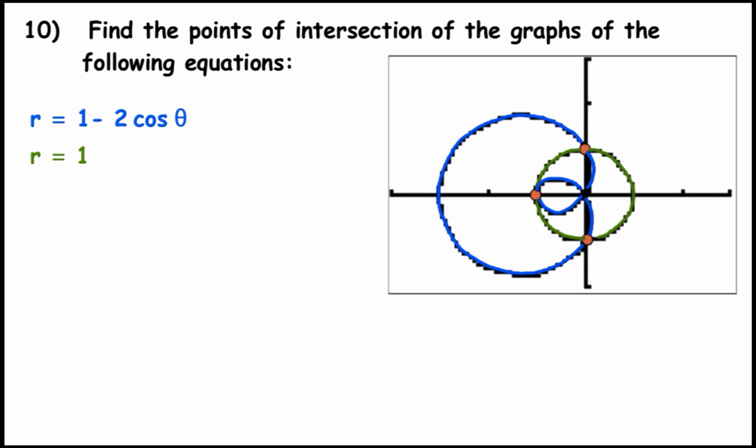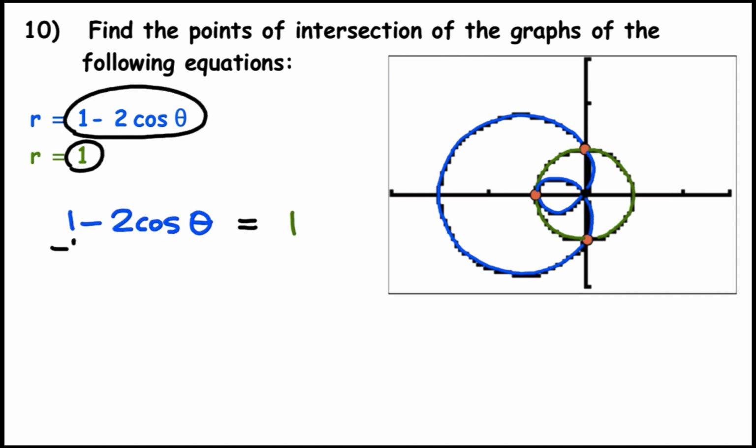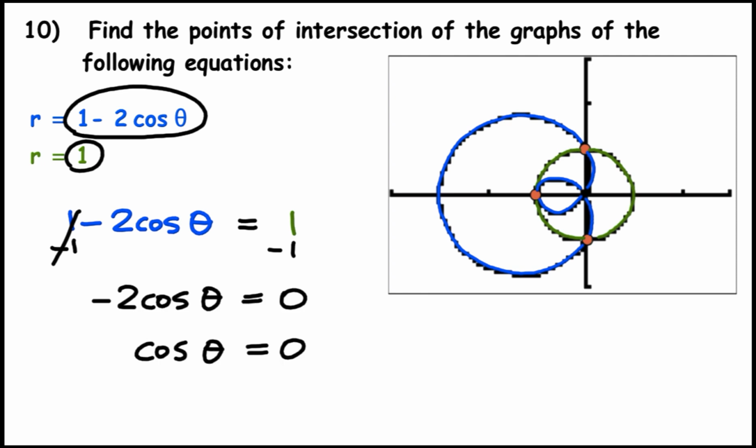Number 10, we want to find the points of intersection between the two graphs, the green and the blue. Well, if you want to find a point of intersection, you would simply set the two equations equal to each other. So I will do that now. Subtracting 1 from both sides is going to give me negative 2 cos theta equals 0. Dividing that by negative 2 will make cosine of theta equals 0. Therefore, theta either has to be pi over 2 or 3 pi over 2.